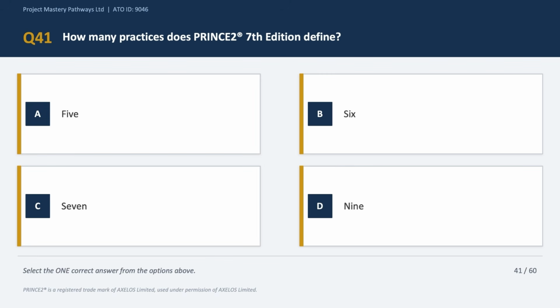Question number 41. This should be an easy one. How many practices does PRINCE2 7th edition define? Of course, the correct answer is option C, which says 7, because the PRINCE2 7th edition framework exactly defines 7 practices, which are business case, organization, plans, quality, risk, issues, and progress. Each practice covers a specific aspect of good project management.